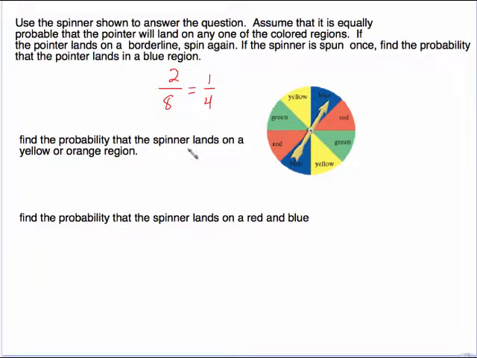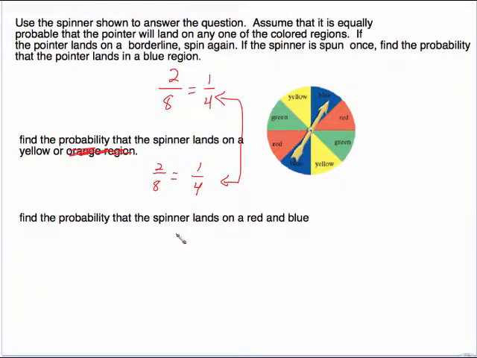Find the probability that the spinner lands on a yellow or orange. Well, there aren't any orange, but that's okay because it's or. We're going to win if it lands on yellow or orange. Well, no chance of winning with orange because there aren't any, but we could win if it landed on yellow. How many yellows are there? There are 2 yellows over 8, which is 1/4. So, incidentally, that's telling us that the probability of landing on blue is exactly the same as landing on yellow.